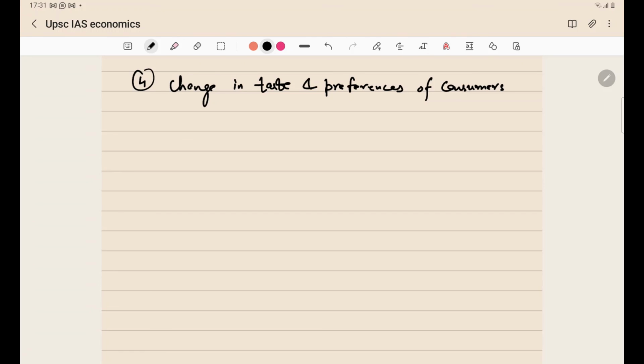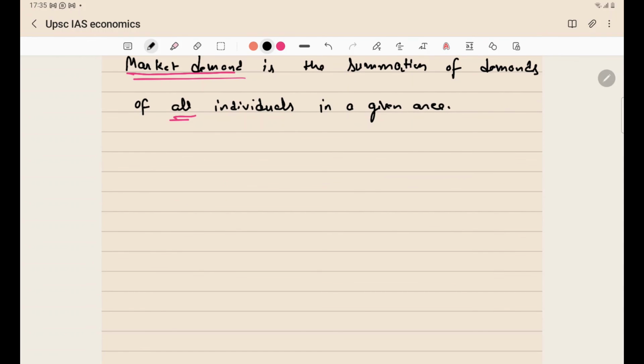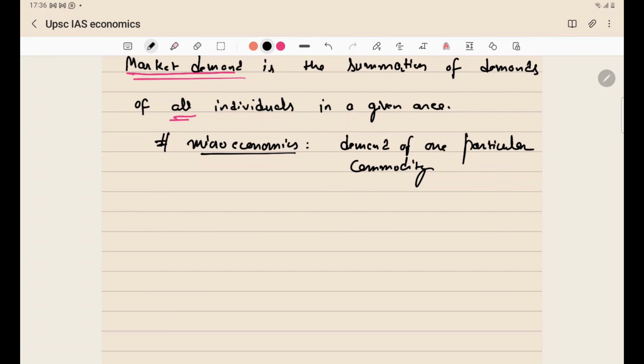Now another important thing to note is that there is an individual demand and there is something known as market demand. Individual demand is the demand of an individual, and market demand is the demand of a particular area, local area. Therefore, market demand is the summation of demands of all individuals in a given area. Another thing to note here is that the concept of market demand is a microeconomics concept, because it talks about the demand of one particular commodity. In macroeconomics, we use the term aggregate demand, which is the demand of all the goods in the economy, all the commodities in the economy.